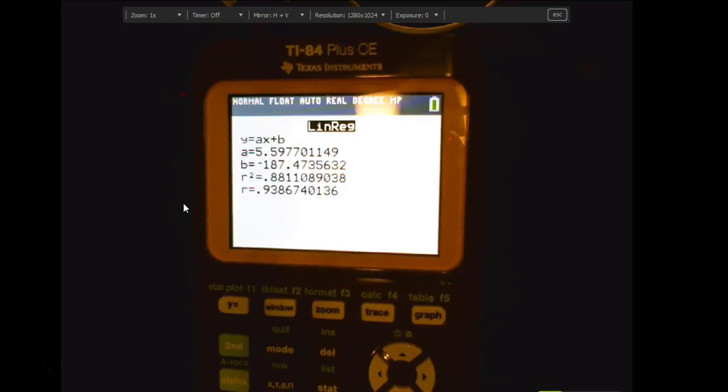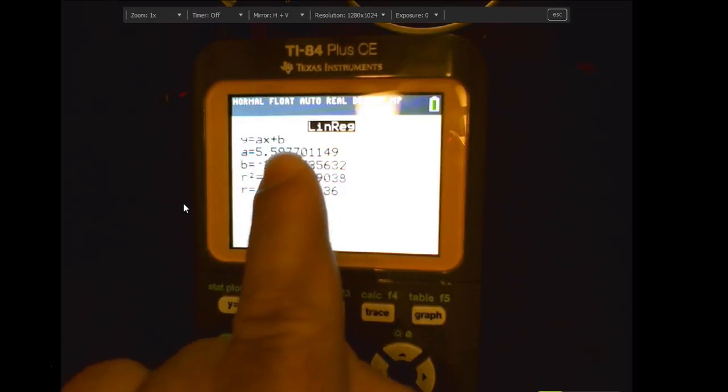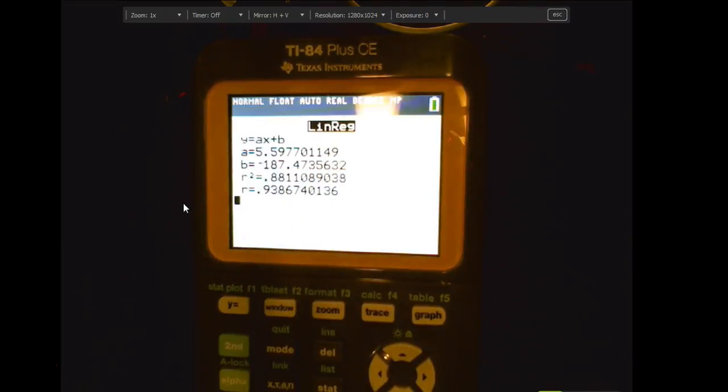We don't really use the R squared. We just use the R. But that's so you can see 0.939 would be our correlation coefficient. Super close to +1. So we're getting a very strong positive relationship on this. Remember to always use 3 sig figs for all this. So that's why I said for A value is 5.60, my B is negative 187, and R is 0.939. You always want to use 3 sig figs whenever you're doing those things.